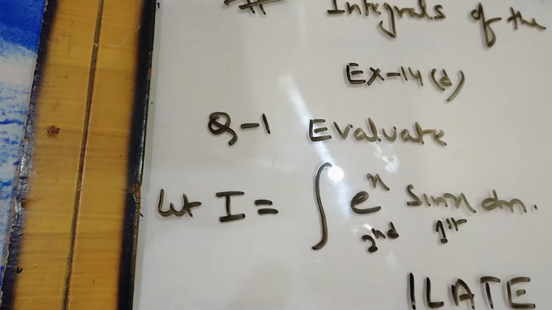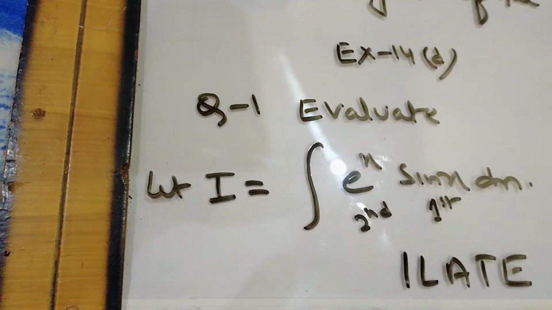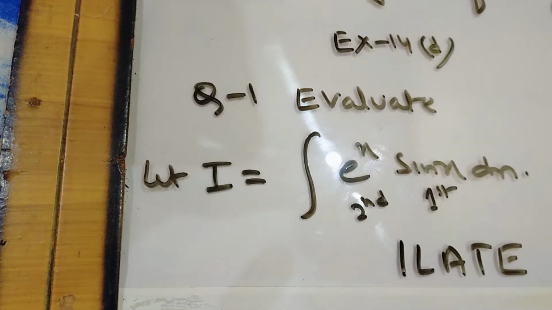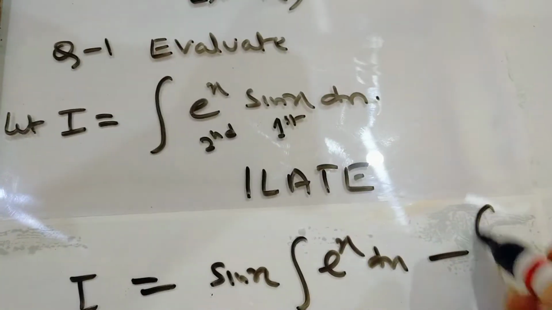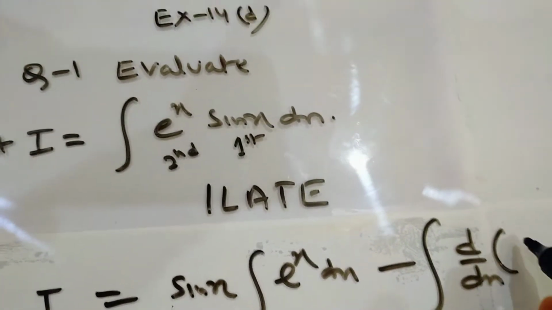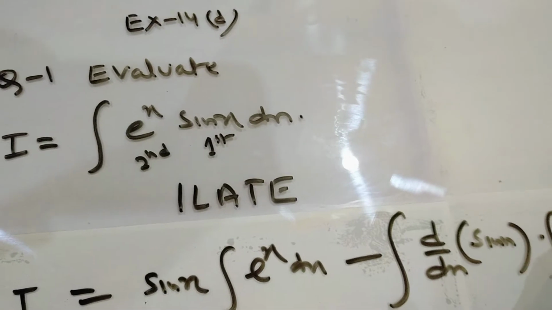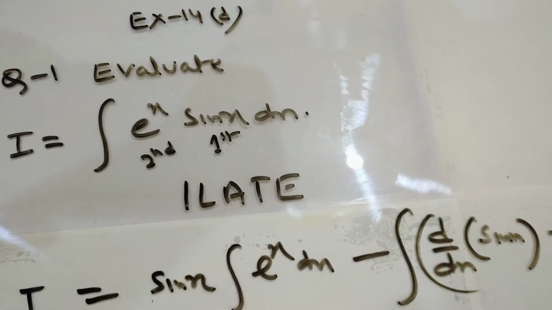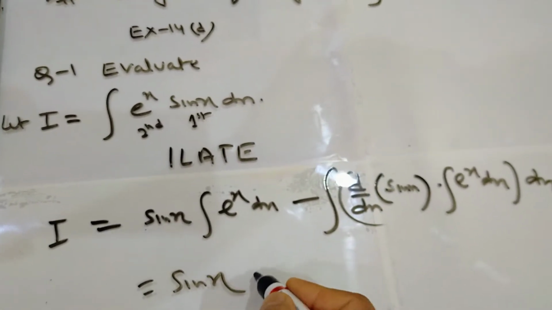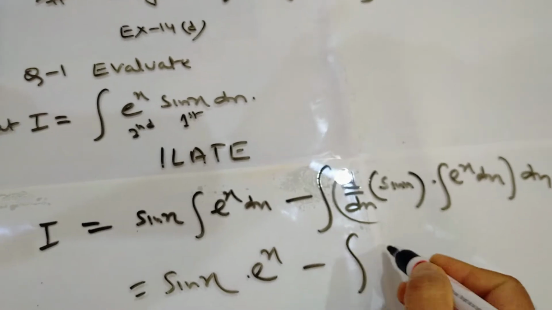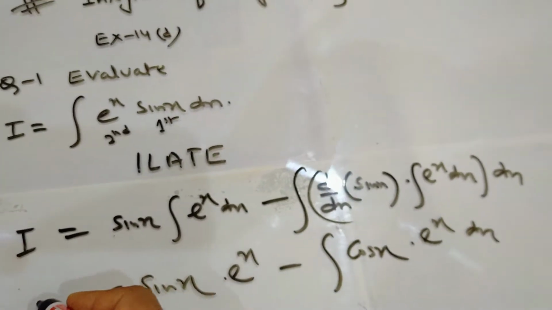So apply integration by parts. I equals the first function as it is, sin x, into the integration of e raised to the power x, minus the integration of the differentiation of the first function, that is sin x, and the integration of e raised to the power x, dx. So this is the integration by parts. After simplification it will give e raised to the power x sin x minus the integral of cos x e raised to the power x dx, and this is equal to I.